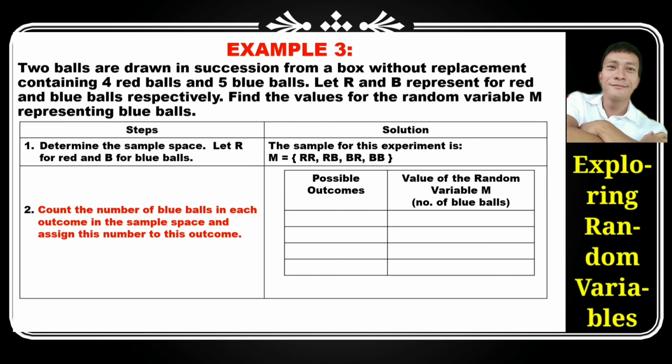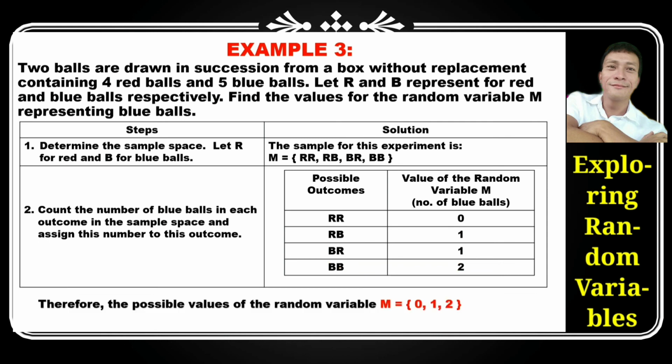Let us again proceed to step 2 by counting the blue balls in each outcome in the sample space and assign a number to each of the outcomes. The first outcome has 0 blue balls, the second and third outcomes have 1 blue ball each, and the fourth and last outcome has 2 blue balls. Once again, on this particular problem, the possible values of the random variable M representing the blue balls are 0, 1, and 2.